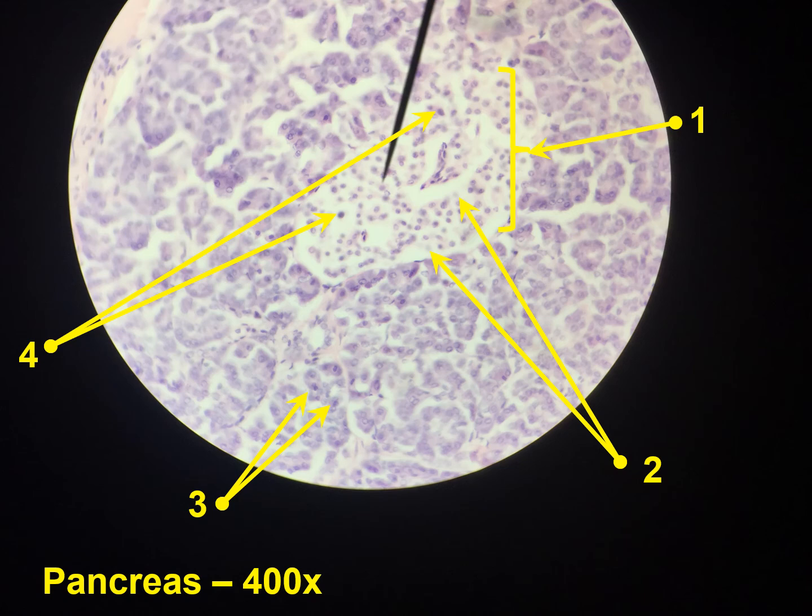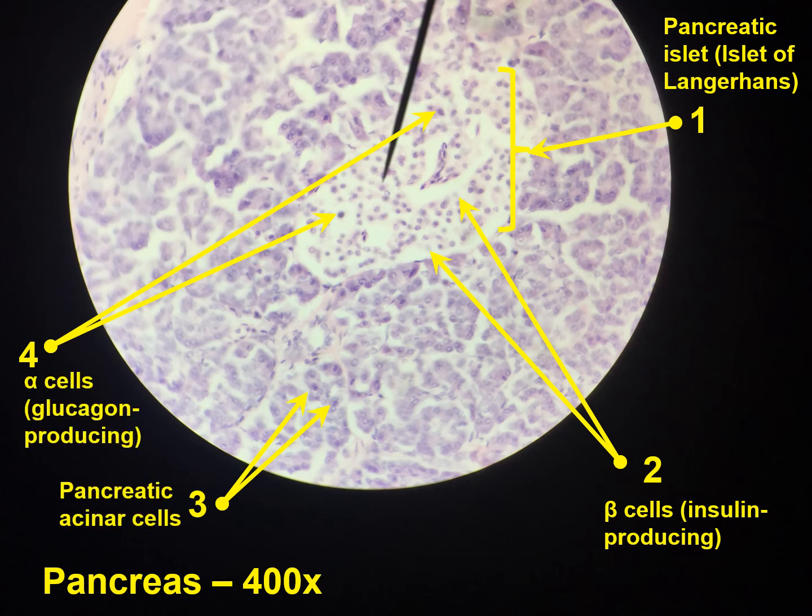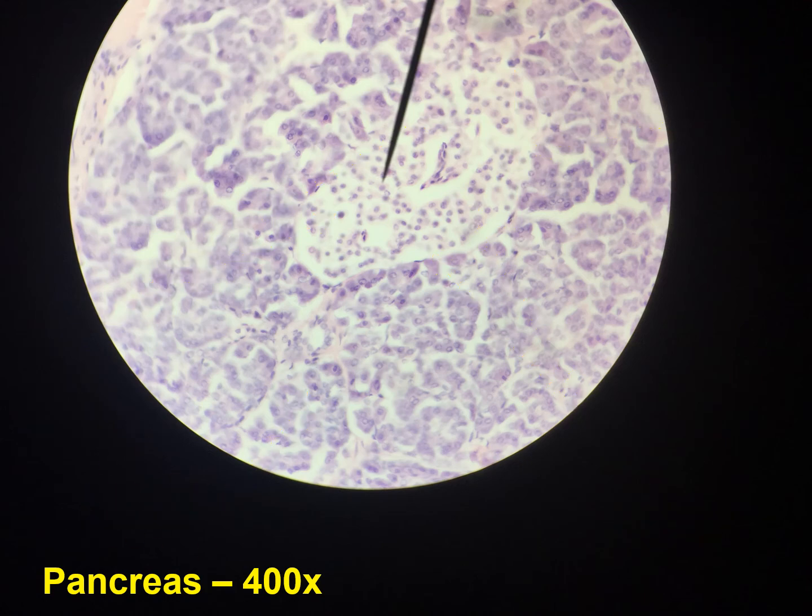This is another histological photomicrograph showing us what the pancreas looks like, and we can distinguish our alpha cells, beta cells, and our pancreatic acinar or supportive cells.